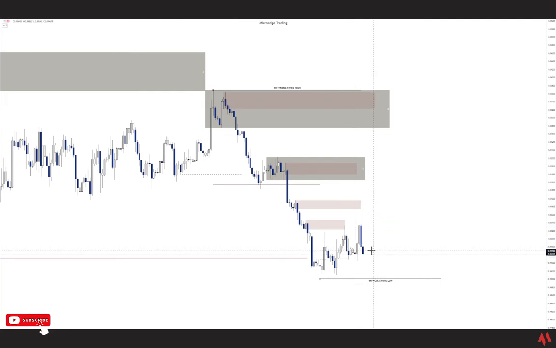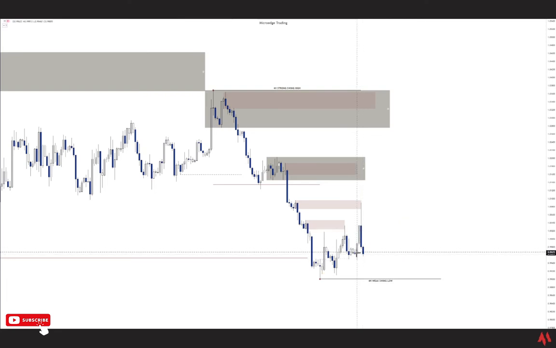So where are we on the 4H? We are in the 4H discount pricing, where we can expect longs to play out. We can't just take every bearish change of character that we see in the discount pricing, which can actually be a false signal on the 4H.